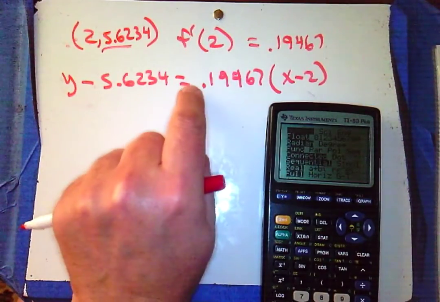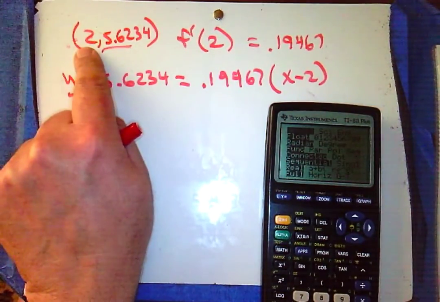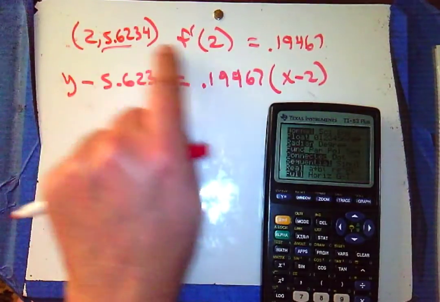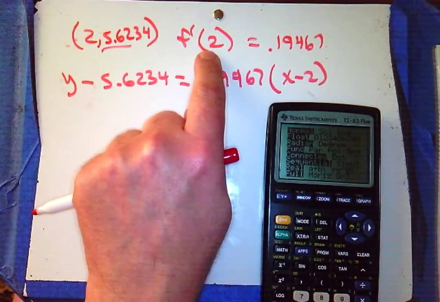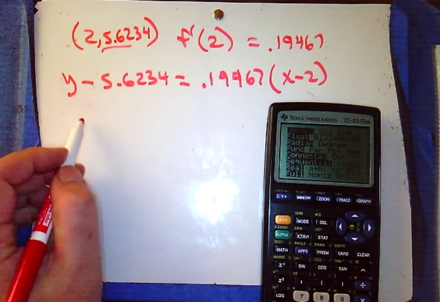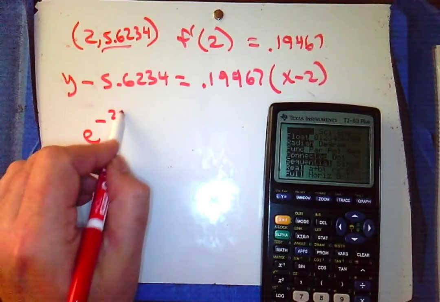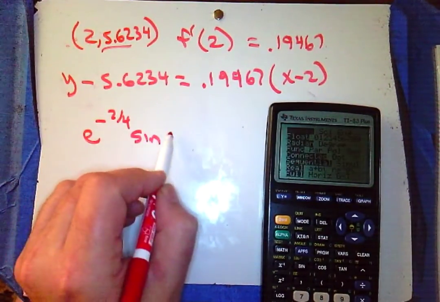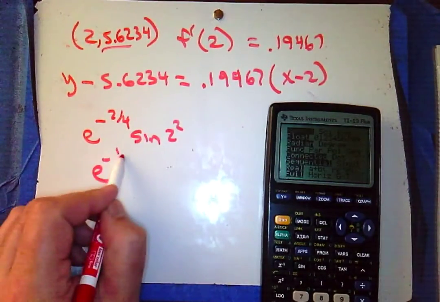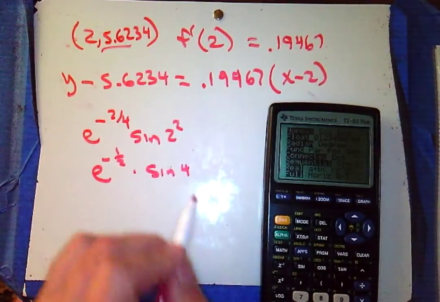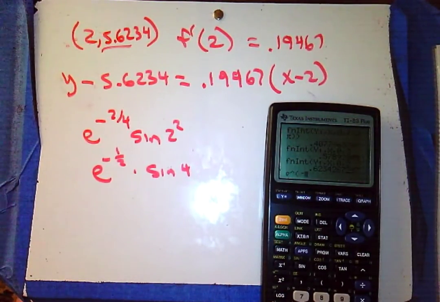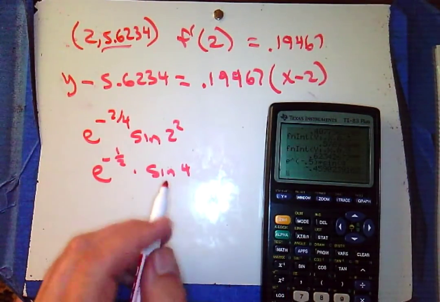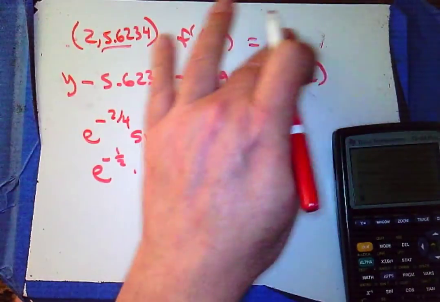Write the tangent line to f. So that's f of 2, the point (2, f(2)), and there's f prime of 2. And f prime is given by this function. So we want e to the negative 2 over 4 times sine of 2 squared, which is e to the negative 1/2 times the sine of 4. I'm just going to check that. e to the negative 1/2 times sine of 4. Look, there it is. I don't know, how did I get that number?